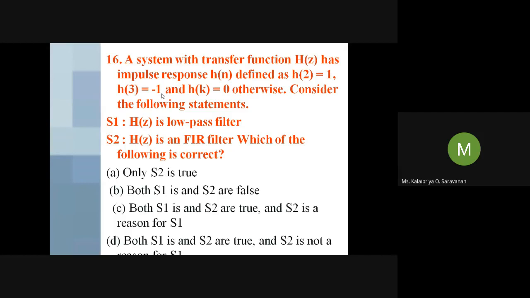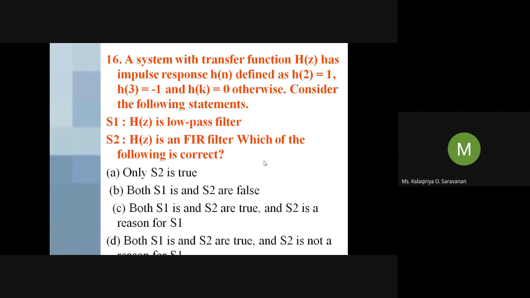Now, what they've asked you to do here is, there is a system with transfer function h of z and its impulse response values h of n are given here. H of 2, H of 3, and H of k values are given. What they've asked you to analyze is which of the two given statements are right: whether it is a low pass filter, whether it is an FIR filter, or it is both, or it is neither.